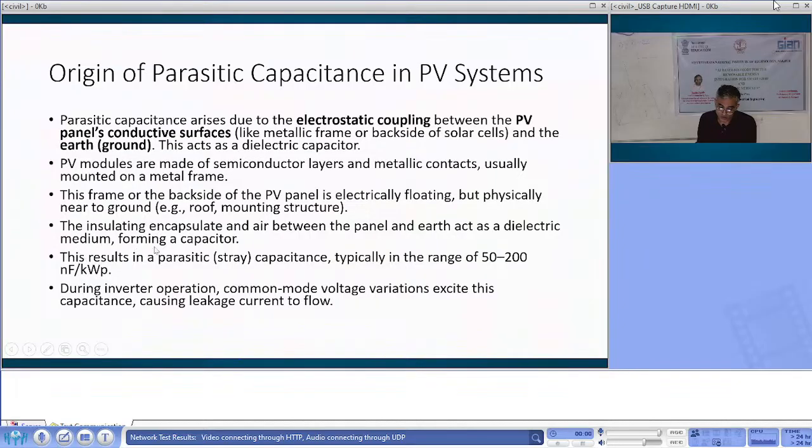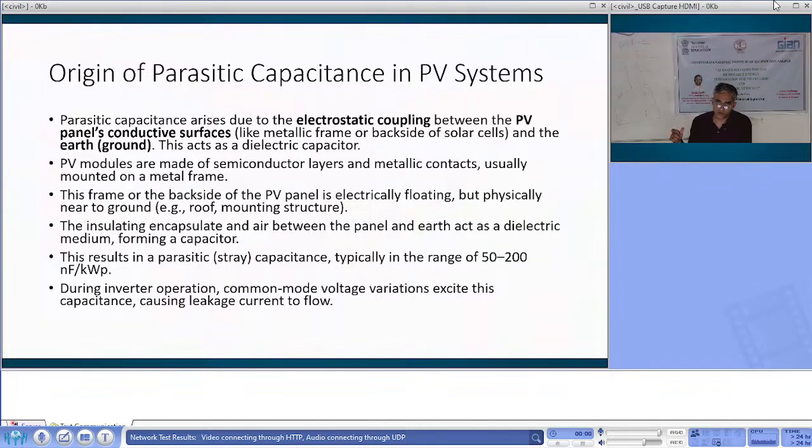So this results in parasitic stray capacitance, typically around 50 to 200 nanofarad per kilowatt peak. During inverter operation, common mode voltage variations excite these capacitances, causing leakage current to flow. Across this capacitance there can be a common mode voltage, so that triggers the current.